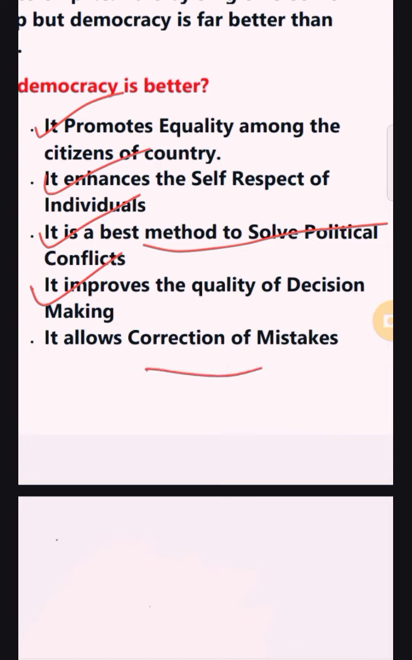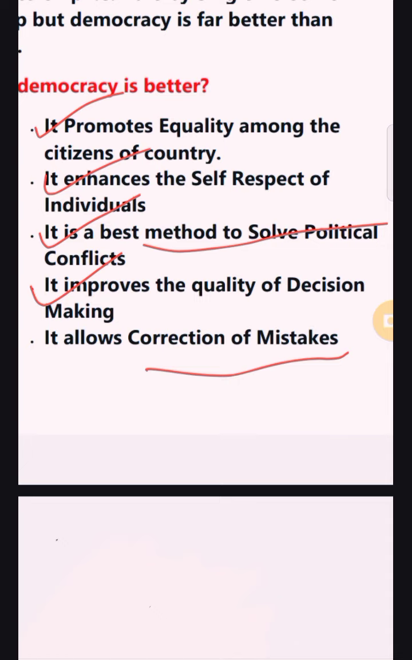Then it allows us to correct our own mistakes as well. All these are the same points which we studied in class 9. So how do we correct our mistakes? It provides us room for discussions. Room doesn't mean any concrete room. Room means it provides us the platform, okay, where we can discuss. There are public debates. A recent hotly debated issue in India right now is the farmers bill, right?